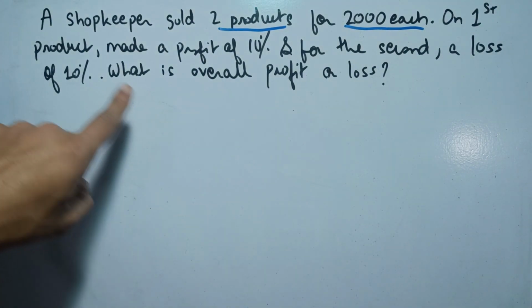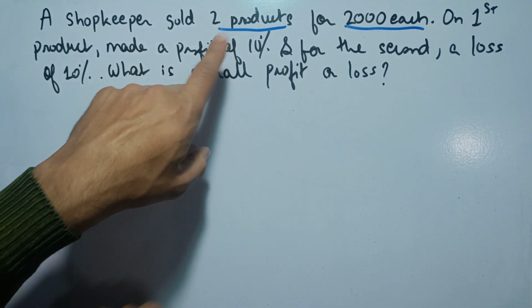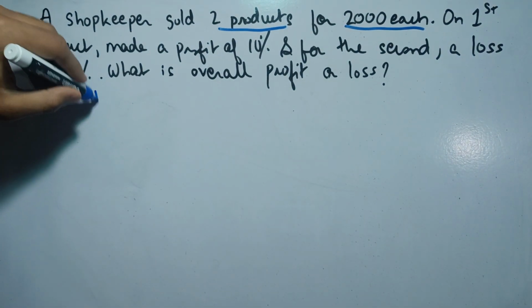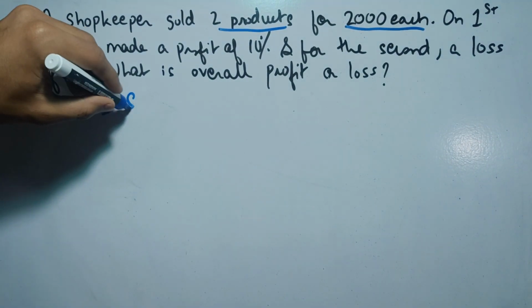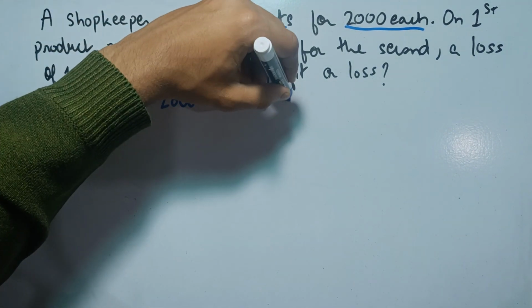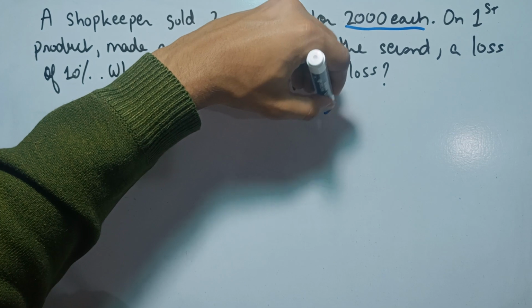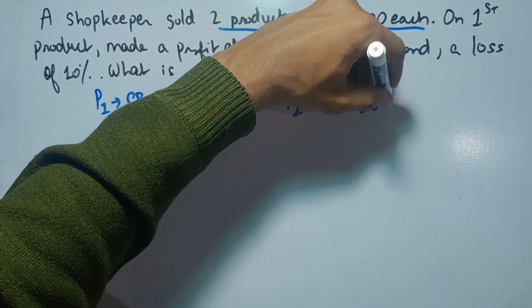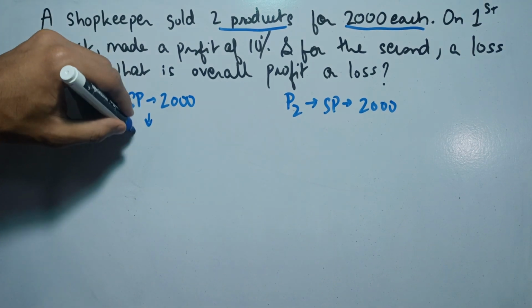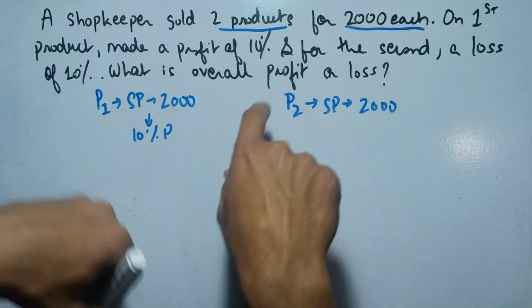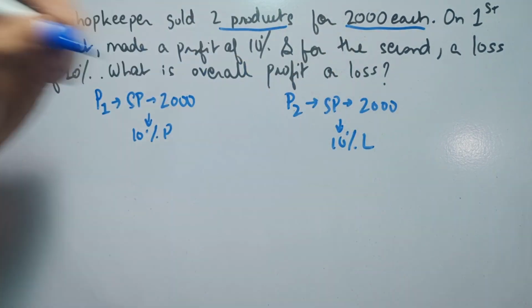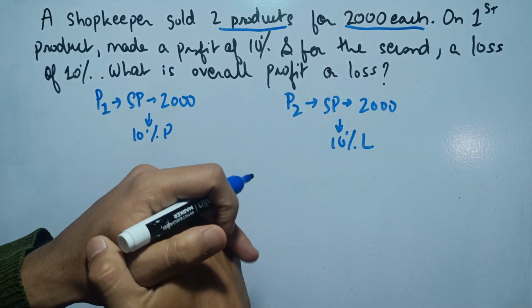In this question, we are given that a shopkeeper sold two products for 2000 rupees each. Let the first product be P1 and the selling price of the first product is rupees 2000, and the second product be P2 and the selling price of the second product is again 2000. On the first, he made a profit of 10%, and for the second one, he made a loss of 10%. What is the overall profit or loss?